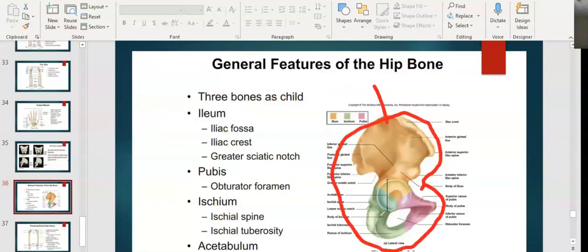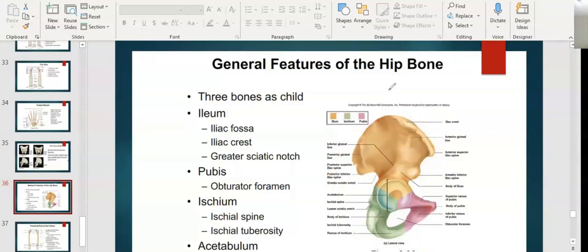This is the ilium, this is the ischium, and this one is the pubis. So these 3 bones fuse together to give us this bone, which is, again, the hip bone or os coxae. And you can see here the 3 different names: ilium, ischium, and pubis.